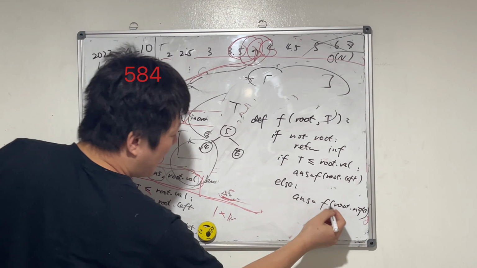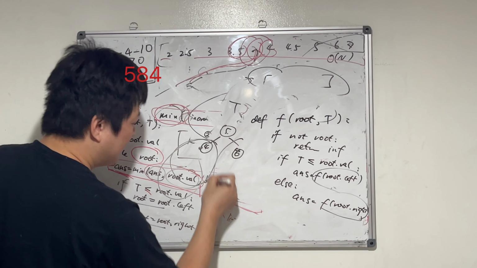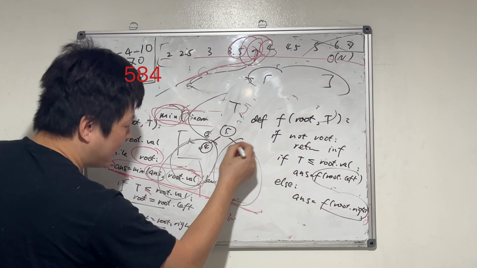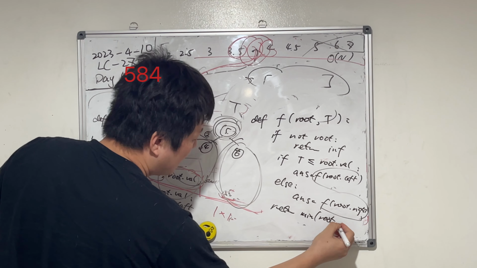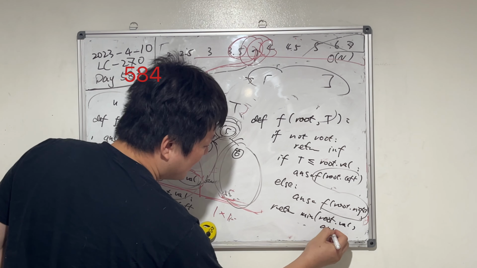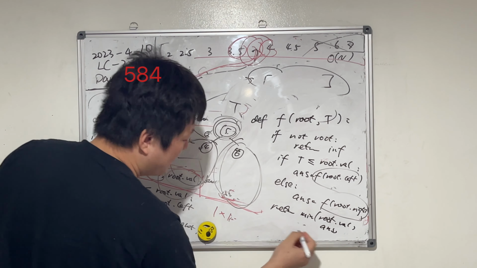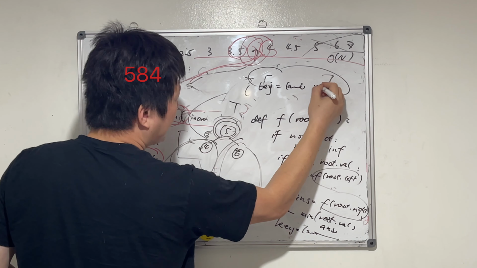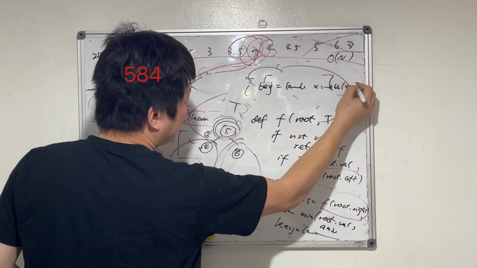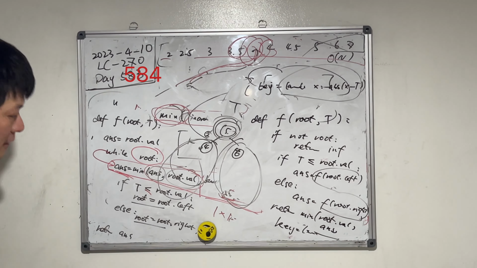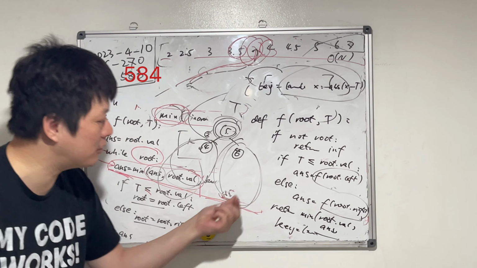So f(root.left), f(root.right) is just recursion, returning the closest node in the left tree or right tree, right? And we have to compare with this root node as well. So return, here we just return minimum. It's either this root node, root.value or the answer, and we want to use the lambda function. key equals lambda x: abs(x minus t). Key equals that because we want to compare the distance.